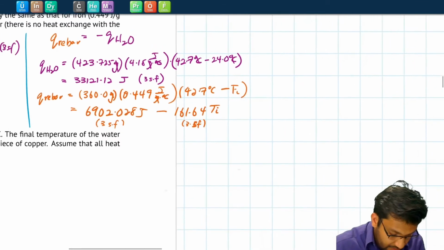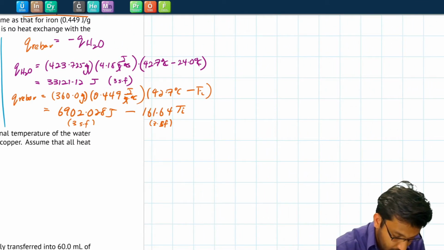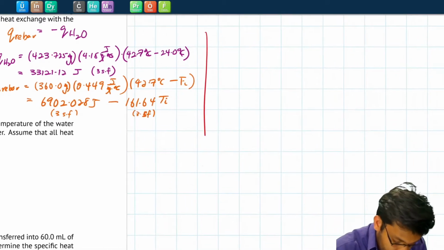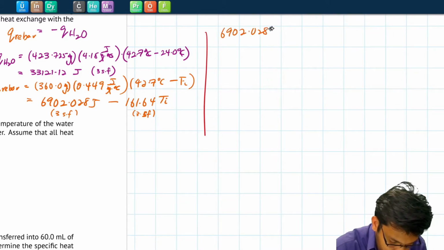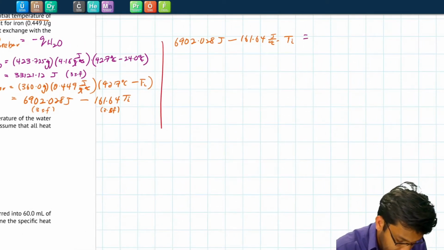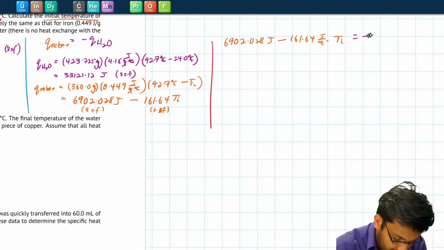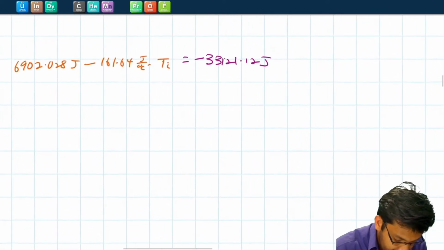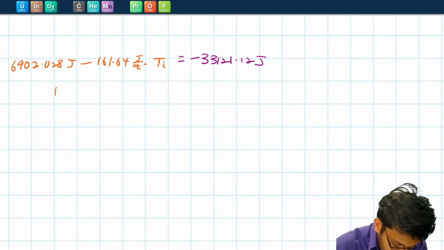Okay, so we have the Q for rebar, we have the Q for the water. Let's set them equal to the negative of the other. So the Q for the rebar is 6902.028 joules minus 161.64, that really is joules over degrees Celsius, times Ti. And then that should be equal to negative the Q from water, which will be negative 33121.12 joules.